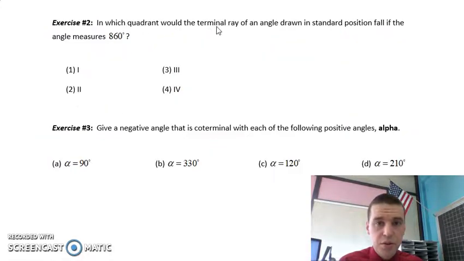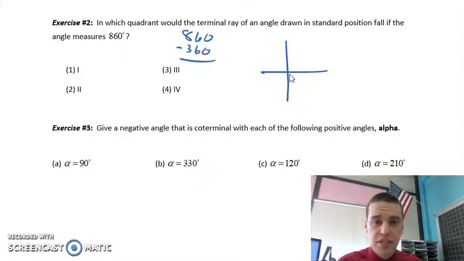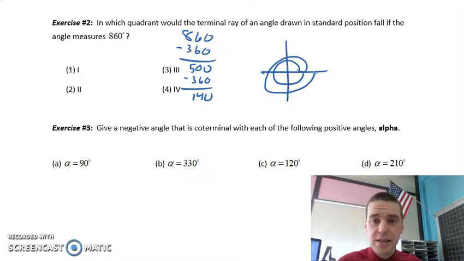So in which quadrant would the terminal side of the standard position angle fall if the measure was 860 degrees? We can think of it a couple ways. Minus 360, that's all the way around once, gives you 500. So minus another 360 gives us 140 degrees. So we went all the way around again. 140 degrees is beyond the 90 degree mark, but not close to the 180 mark, so we're in quadrant 2.